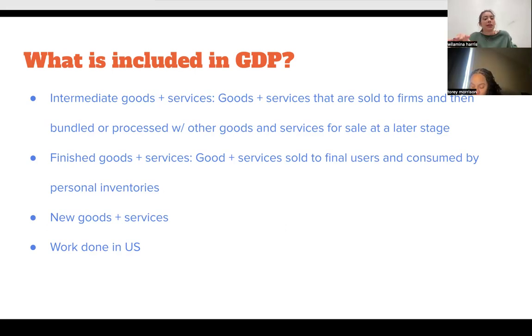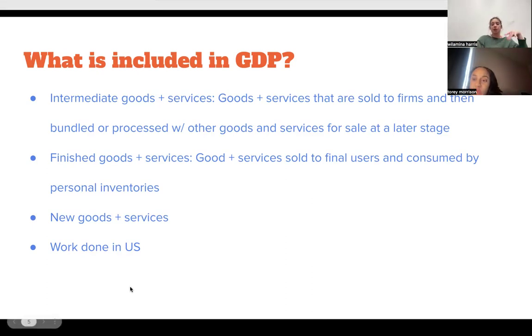So if we counted the chip when it came from the factory and then counted it again when it was sold by Apple, it's considered double counting. So we only count the purchase of finished goods. The finished good is the computer that Apple produced, and the intermediate good is the chip. It's like a part of something. I think of intermediate goods as a part of a finished good. Okay, so part of a finished good. Okay, that makes sense.